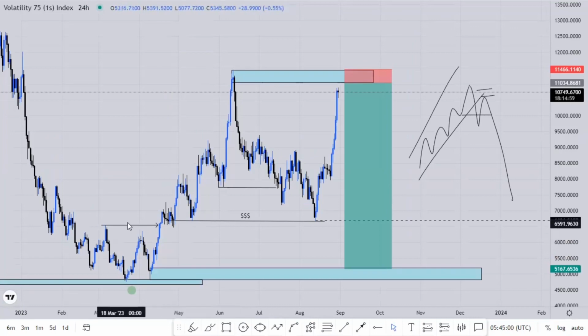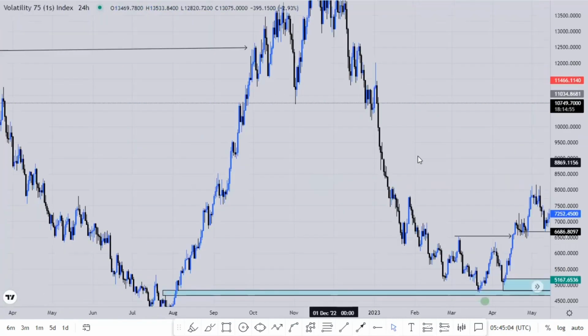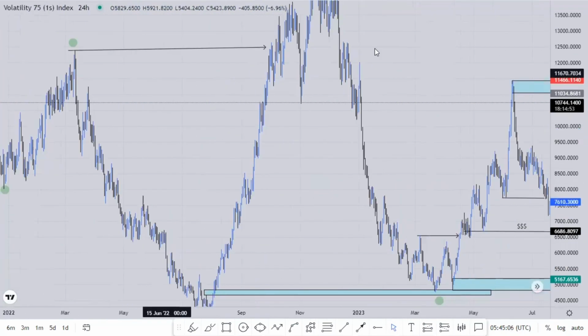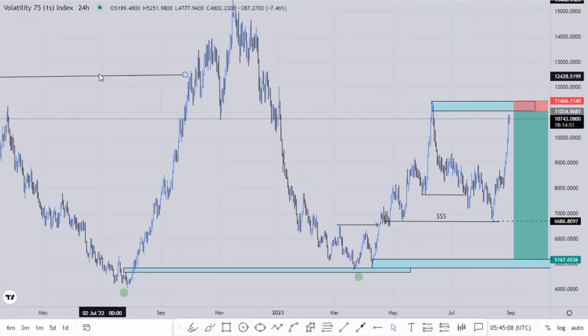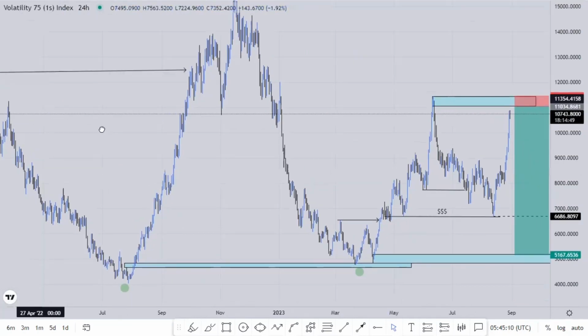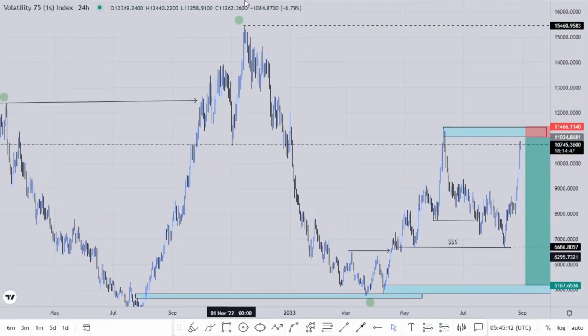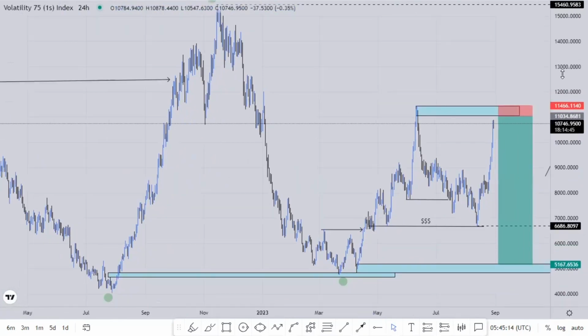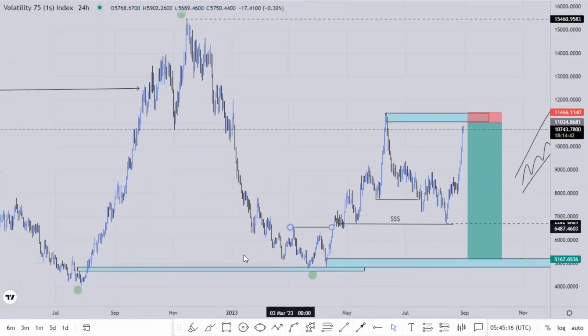Here, this is the change of character that you saw on VIX75. This was the high there, low there. That's the higher high. So after the higher high, what did you see? We saw a drop into the discount region to create a higher low.